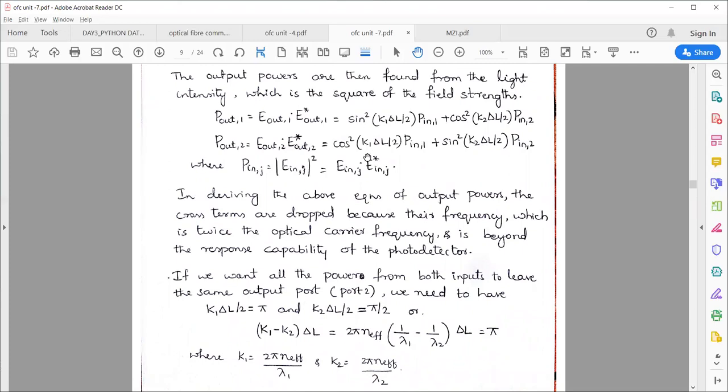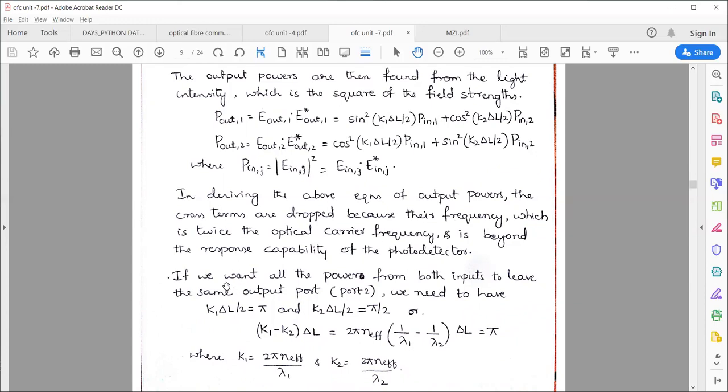So in these two expressions only the square terms are being retained and the cross term products are being dropped in the P out 1 expression as well as the P out 2 expression. Please also note this point: their frequency is twice that of the optical carrier frequency and they are beyond the response capability of the photodetector. That is the reason why the cross term products are being dropped.